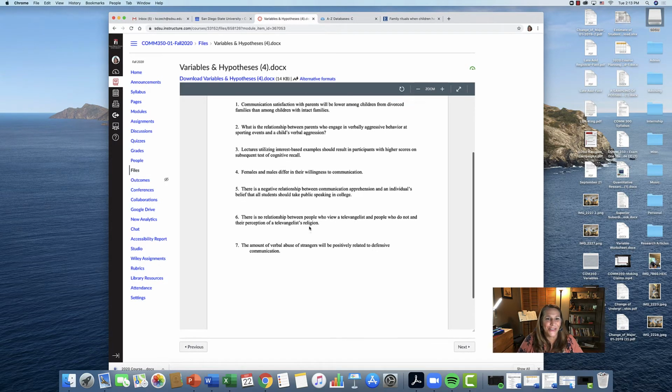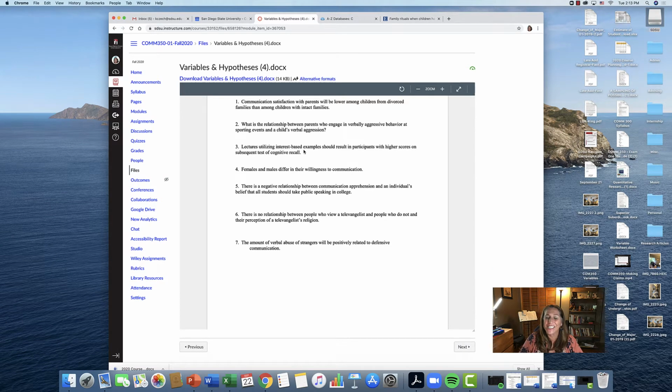All right, number 3. Lectures utilizing interest-based examples should result in participants with higher scores on subsequent tests of cognitive recall. Ugh. Well, what do I want to know? I think I want to know, as the end result, what affects students' scores on tests of recall. Is there something that I can do or somebody else can do to affect the scores on subsequent tests of recall? That is our dependent variable.